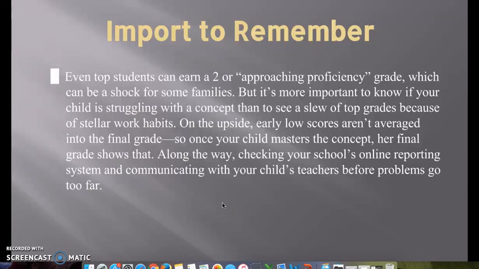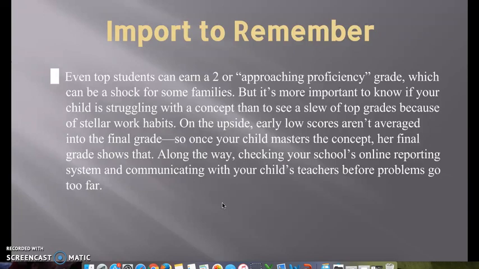And the last one to remember, and I think this is the most important to remember as we're transitioning here, is even top students can earn a 2 or approaching proficiency grade, which can be shocking for families or for students, but it's more important to know why they're struggling with that or where their struggles are. And so what we've seen in the past is students who, quote unquote, play school really well tend to score A's and B's, but then when they go out to college or to the next step of their life beyond high school, they really struggle because there's no more of that playing school with the bringing in for extra credit and turning in those kind of things. It's truly about what you know.